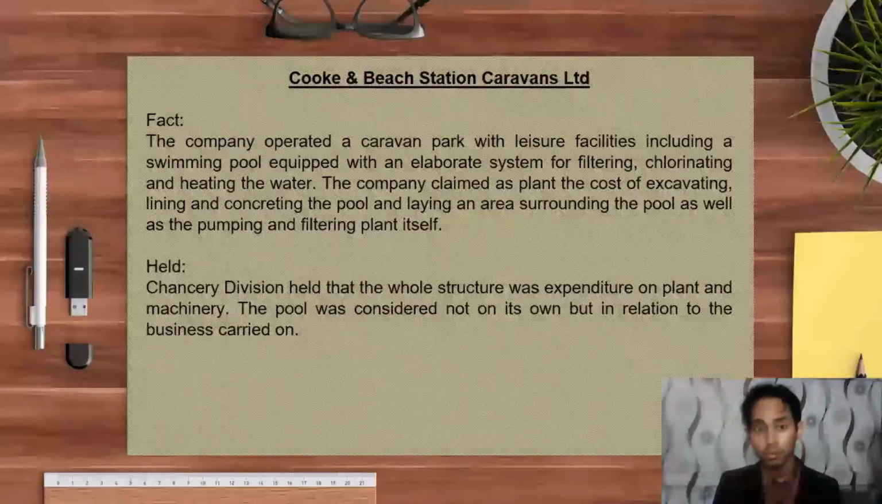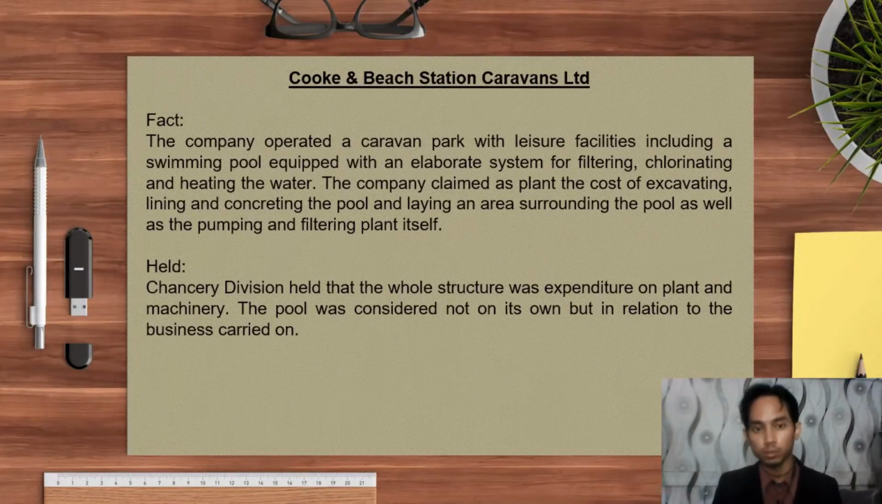Come to the case of Cooke v. Beach Station Caravans Limited. The company operated a caravan park with leisure facilities including a swimming pool equipped with an elaborate system for filtering, chlorinating and heating the water. The company claimed as plant the cost of excavating, lining and concreting the pool and laying an area surrounding the pool, as well as the pumping and filtering plant itself. The Chancery Division held that the whole structure was expenditure on plant and machinery. The pool was considered not on its own but in relation to the business carried on.